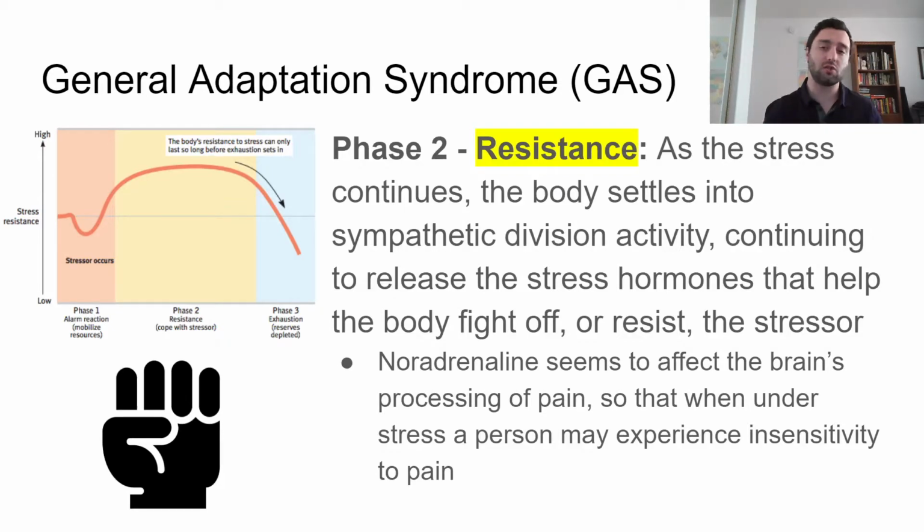In addition to all these other hormones, one of the big ones that we'll see is noradrenaline. Noradrenaline has to do with pain processing. We talked about that earlier when we talked about neurotransmitters. So one of the things that we see is that when people are really stressed, they actually experience less pain or an insensitivity to pain. Again, this would be really useful if the stressor is something that is going to physically harm me.